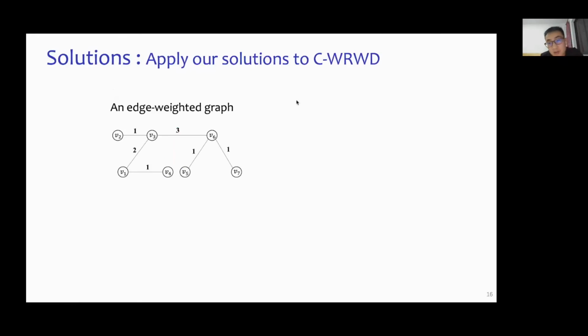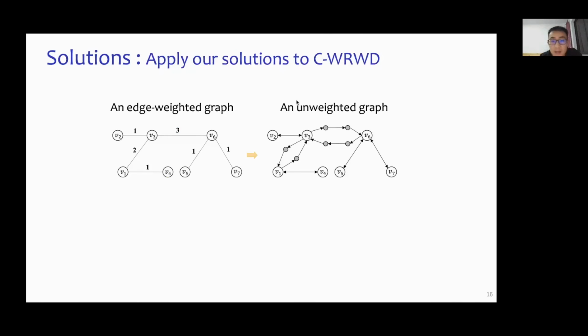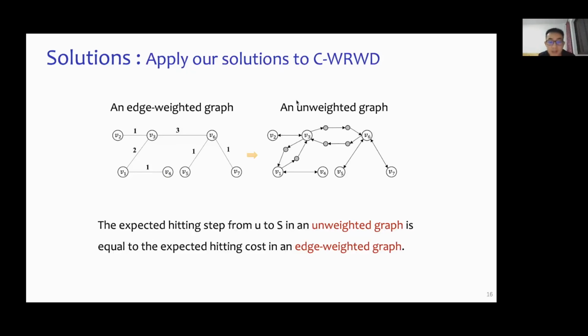To apply our solutions to weighted random walk domination over the cost-aware random walk model, we transfer a weighted graph to an unweighted graph by adding nodes. Then the expected hitting step from U to S in an unweighted graph is equal to the expected hitting cost in an edge-weighted graph.